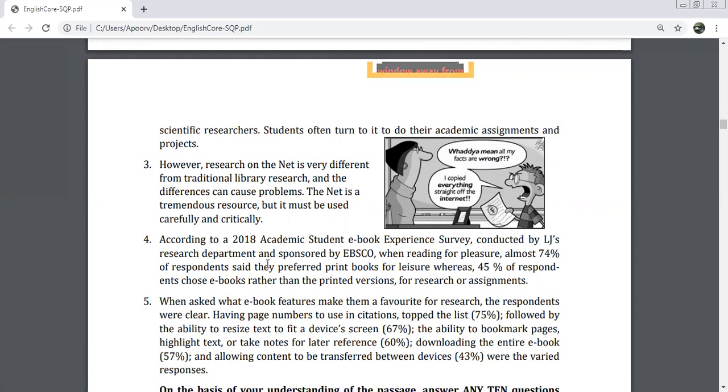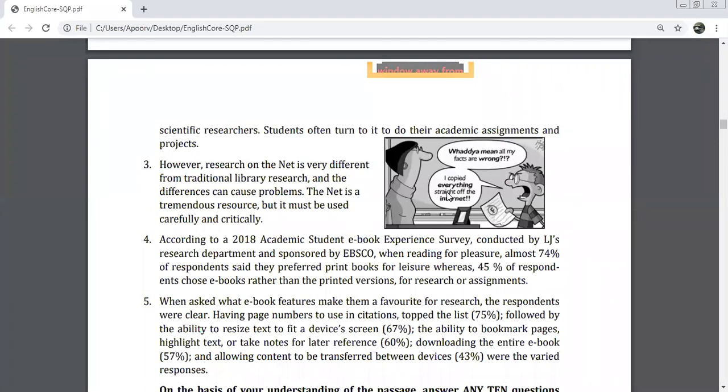According to a 2018 Academic Student eBook Experience Survey conducted by LJ's Research Department and sponsored by EBSCO, when reading for pleasure, almost 74% of the respondents said they preferred print books for leisure, whereas 45% of the respondents chose ebooks rather than the printed versions for research. When asked about which ebook features make them a favorite for research, the respondents were clear. Having page numbers to use in citations topped the list.